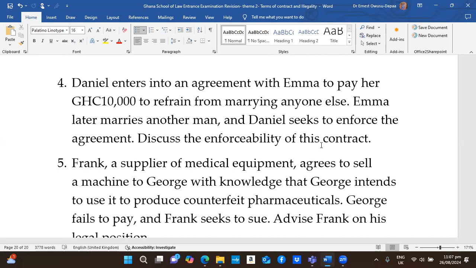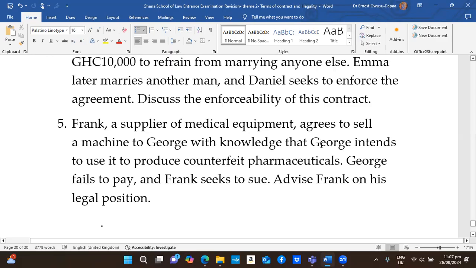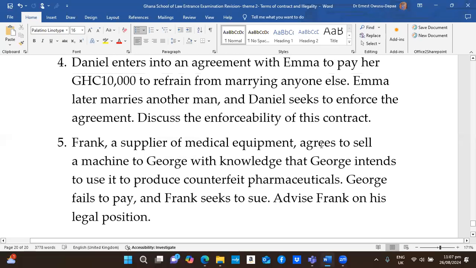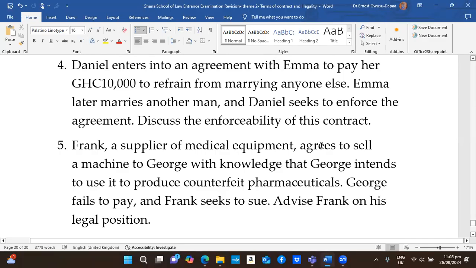So let's say Daniel enters into an agreement with Ima to pay her an amount of money to refrain from marrying anyone else. Ima later marries another man, and Daniel seeks to enforce the agreement. So you have to advise or discuss the enforceability of this contract. Very straightforward. Will anybody give it a try? Anybody?